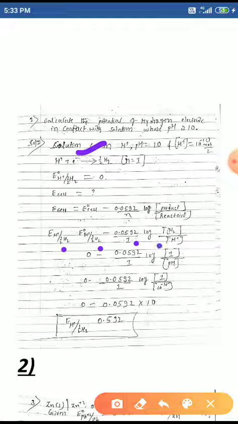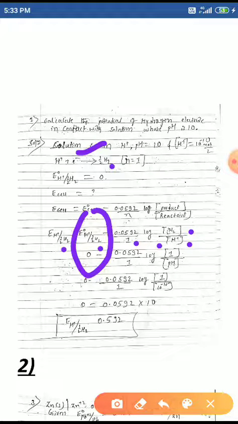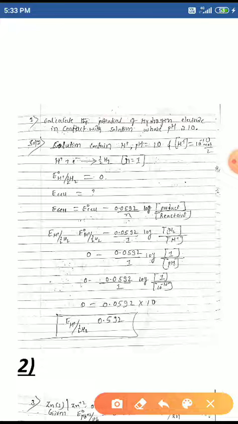0.0592 by 1 log, hydrogen gas is the product, and the hydrogen ion is the reactant. So we know that the E naught cell value is 0 here. This is the SHE value, that is 0, and minus 0.0592 by 1 log 1 by hydrogen ion concentration. So 0 minus 0.0592 by 1 log 1 by 10 to the power of minus 10. Then again we are calculating this one.